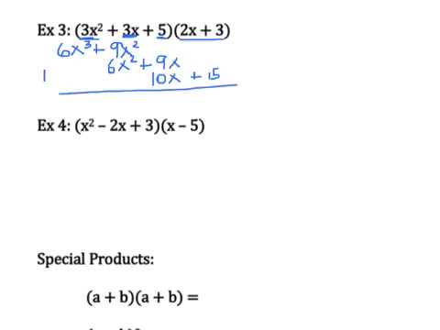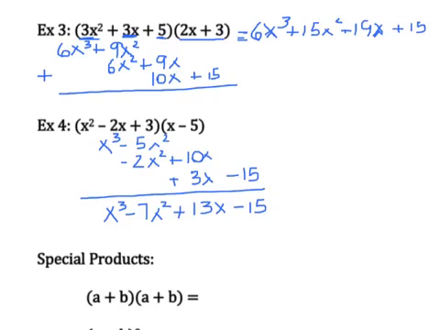Then I just add straight down. And what that gives me is 6x cubed plus 15x squared plus 19x plus 15. All like terms are collected, and I have my answer. So I'm going to stop the video, you try example 4, and then I will come back to you with the answer.